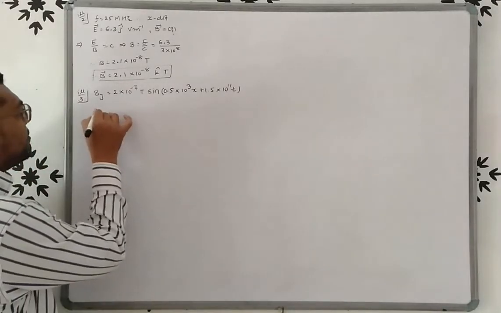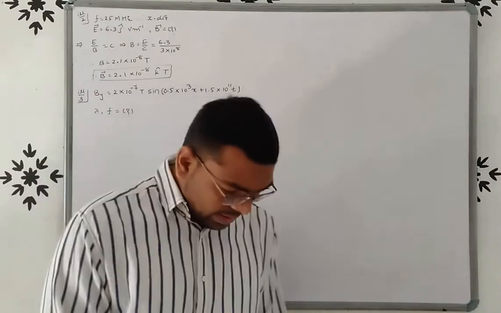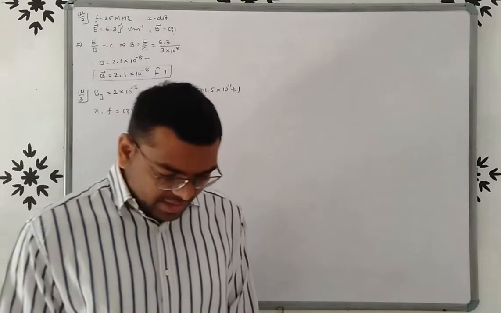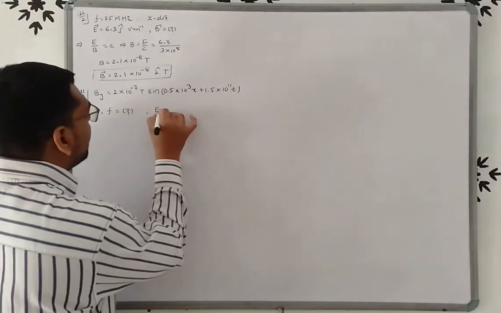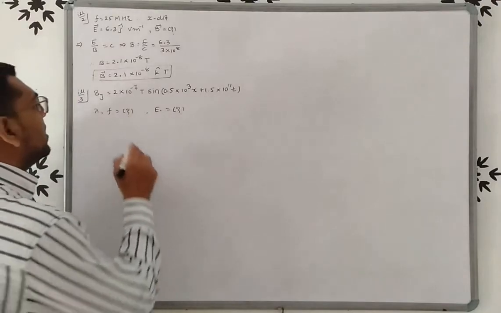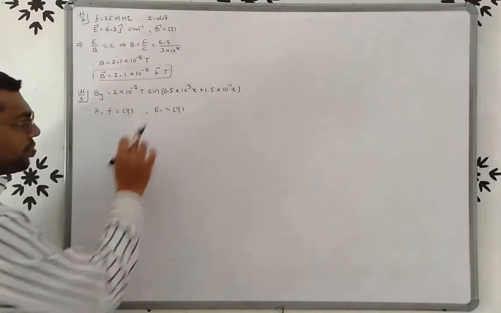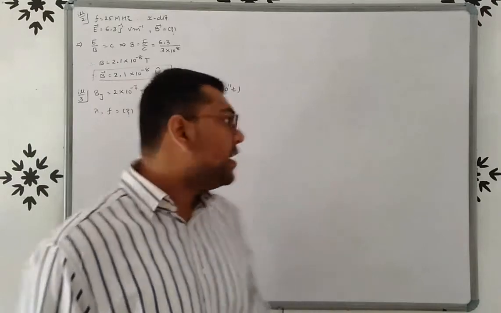So here we have to find lambda and frequency, that is f. And B, write an expression for the electric field. So here we have to write the expression of the electric field, that is E. Now see, friends, we have to write the expression for the electric field, right?